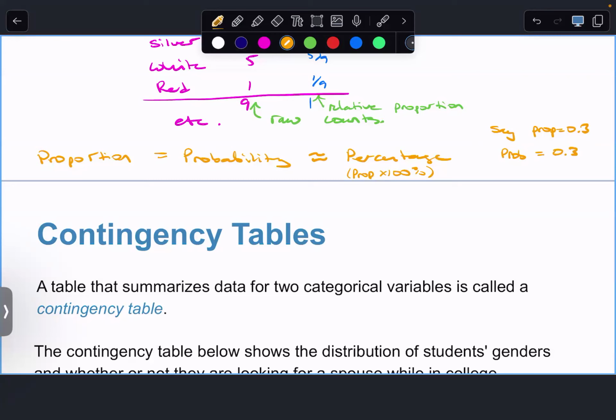The probability is 0.3, but the percentage is 30%, right, multiplied by 100.